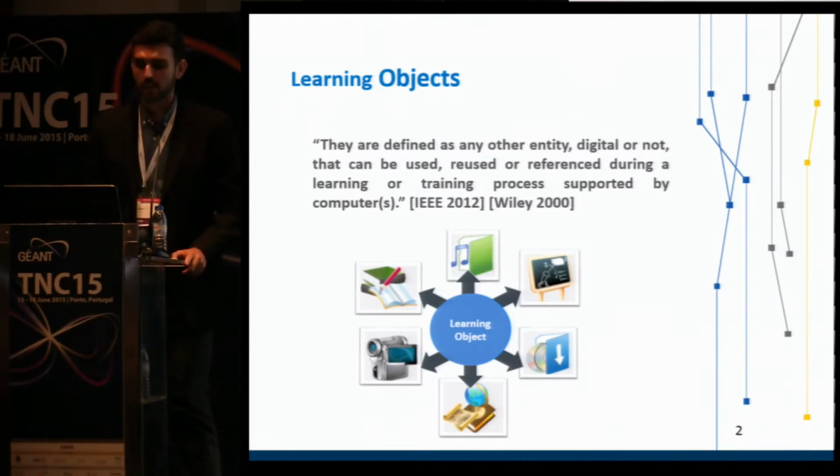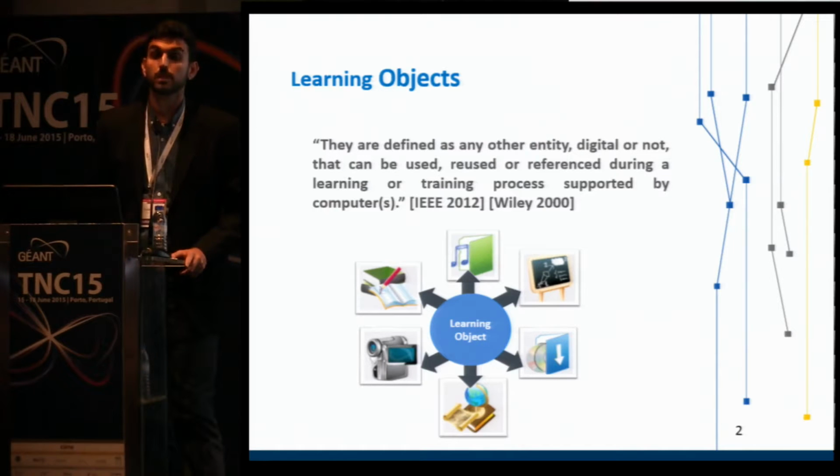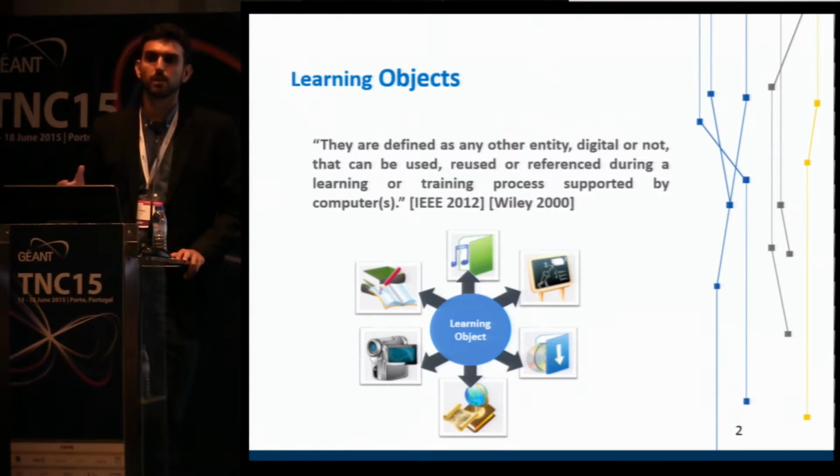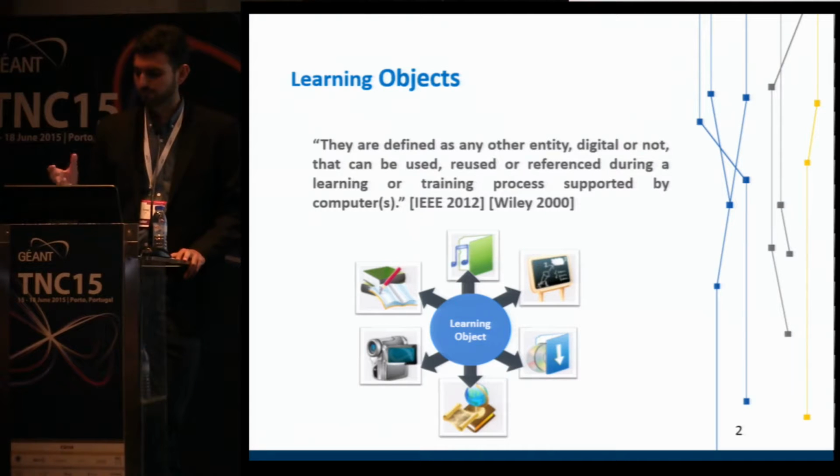So first, a little introduction about learning objects. Wiley defined it as any entity, digital or not, that can be used, reused, or referenced during a learning or training process supported by computers. Basically, the main function of this object is to act as a teaching resource, supporting the teachers in class. And we have some studies showing that learning objects are improving the quality of education.